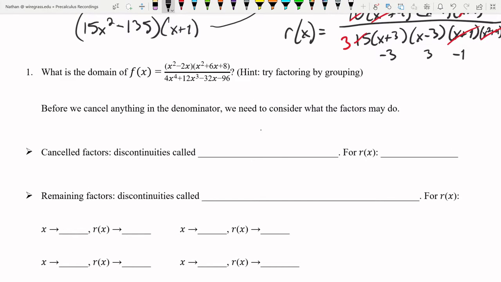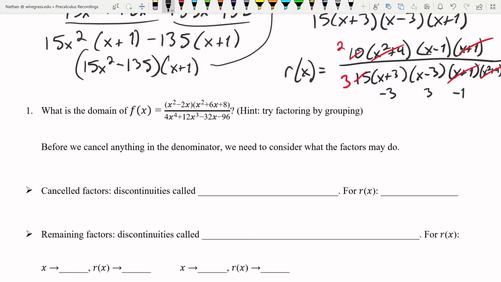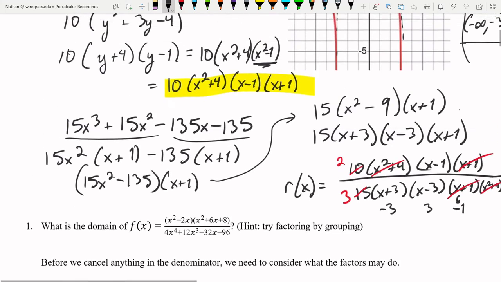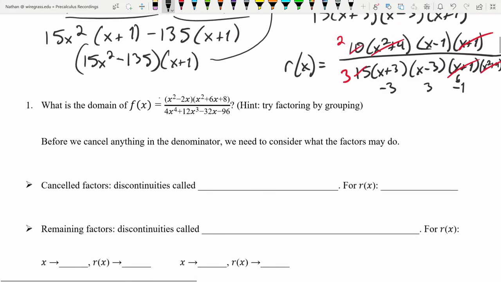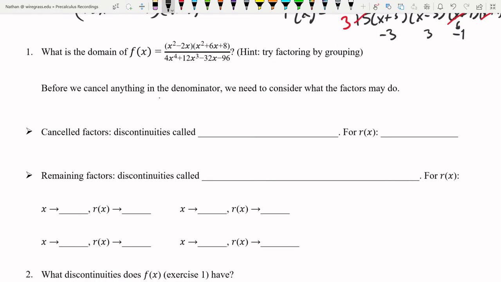When you have a canceled factor, like we did here, we canceled x plus 1 and x plus 1. That resulted in this issue in the denominator. So it wouldn't have been an issue if we were just given r of x in its simplified form. But because we were given r of x where x plus 1 and everything was there in the beginning, those were in this original r of x. That means they must be excluded from the domain no matter what canceling we do.